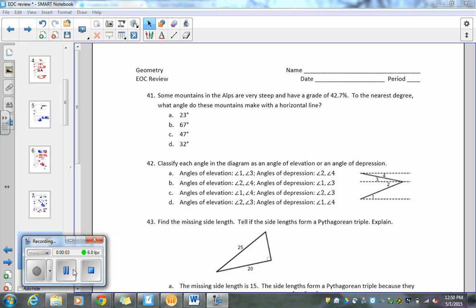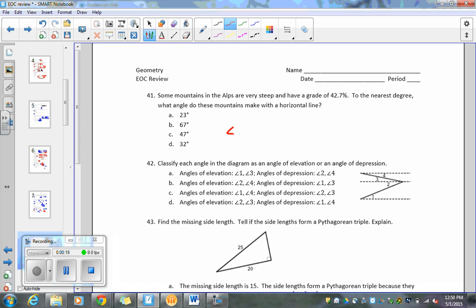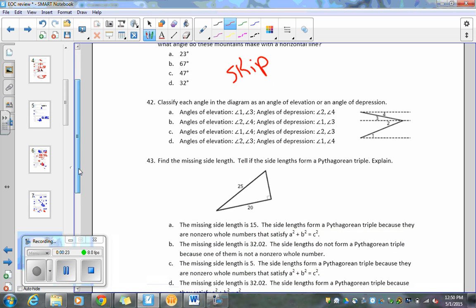All right, question number 41. So mountains in the Alps. We actually have not ever had a question that looks like this, and you would have to draw a mountain. Because we haven't dealt with this, and just to save time, I'm going to go ahead and skip this one. So question number 41, you can skip. I'm just going to roll the dice and say we're going to skip that one and come back to it in class.